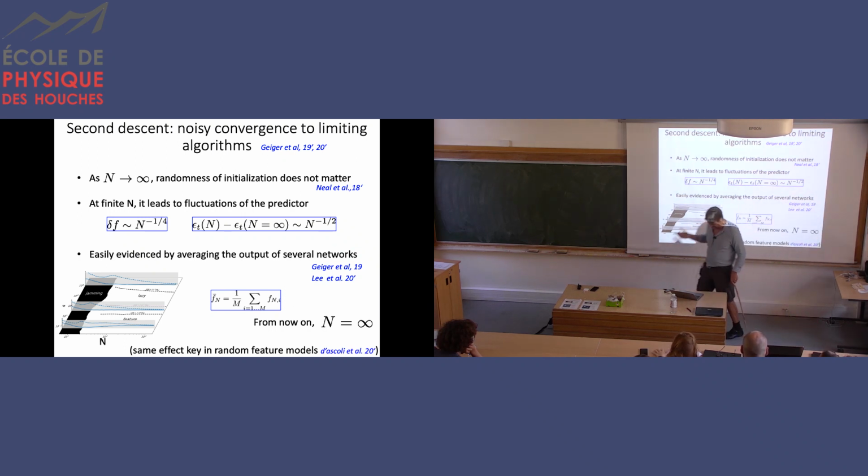And after that, there was an interest in having a random feature model where you can actually have mathematical proofs. And in those models, the effect is key as well.